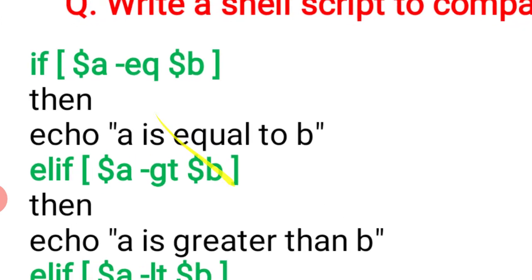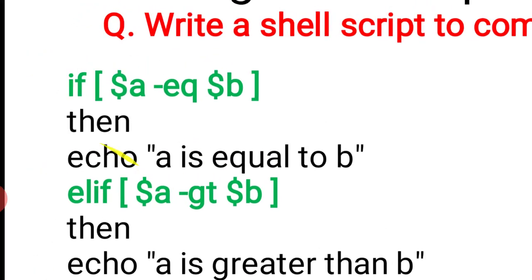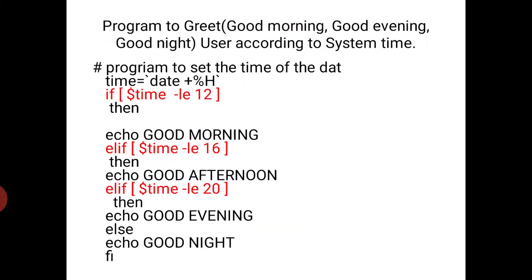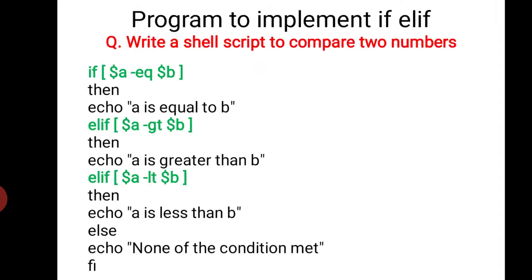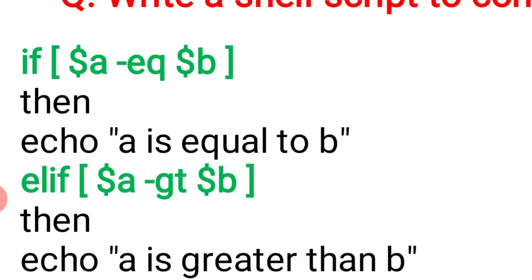Student, you need to concentrate here. There must be a space between the starting square brace and then dollar. There must be a space. At the end also, after B, there must be a space between B and the closing brace. Same way, there must be spaces on both sides of -eq.